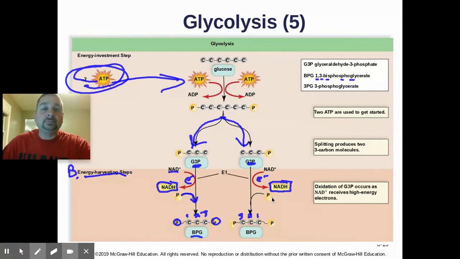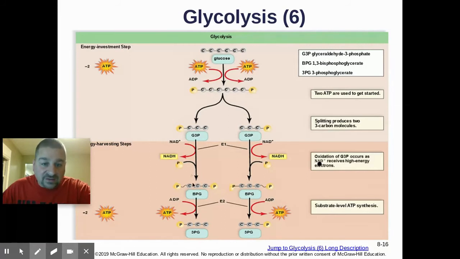Continuing on with the energy harvesting steps, the BPGs are now changed into 3PGs, 3-phosphoglycerate. Again, here's carbon 1, carbon 2, carbon 3. That phosphate is off the third carbon, hence the naming of the molecule. And notice when we go from BPG to 3PG, this high energy bond is going to be used for substrate level phosphorylation of BPG into ATP, and again over here as well.